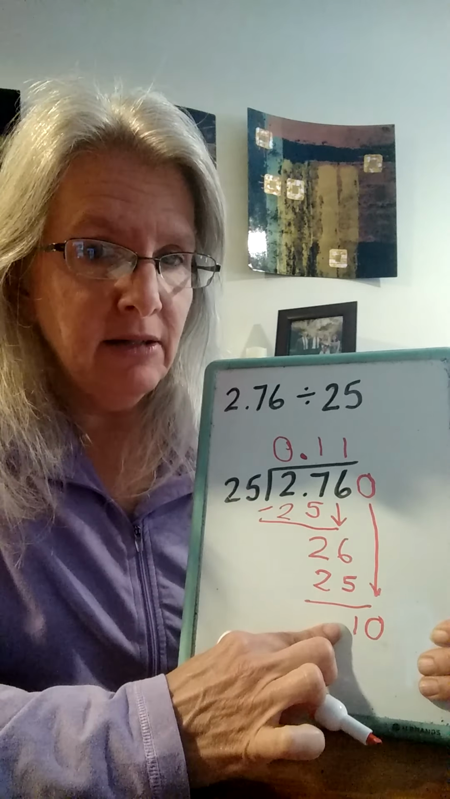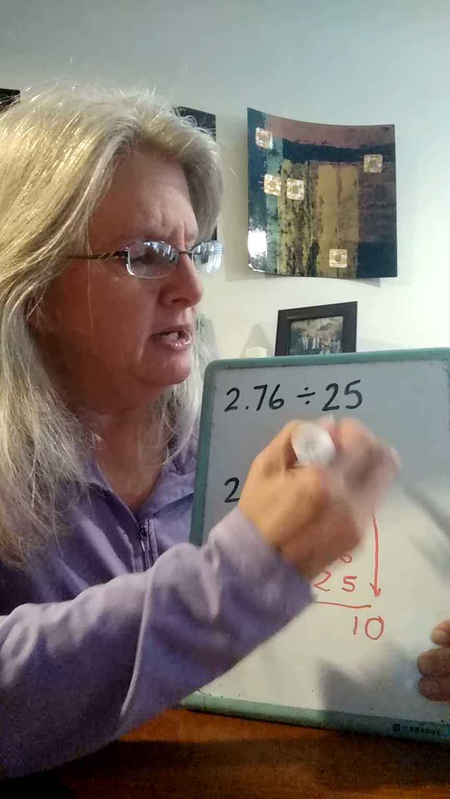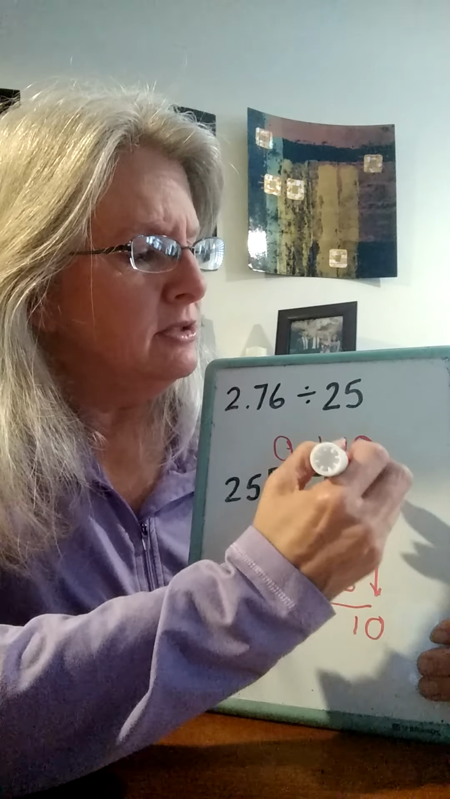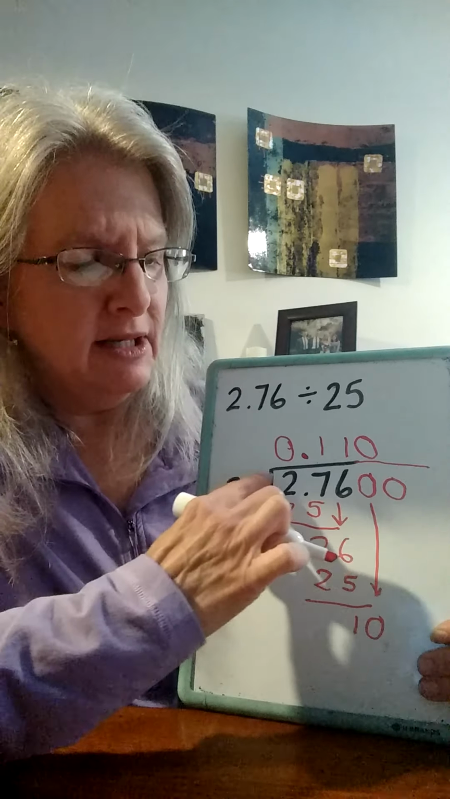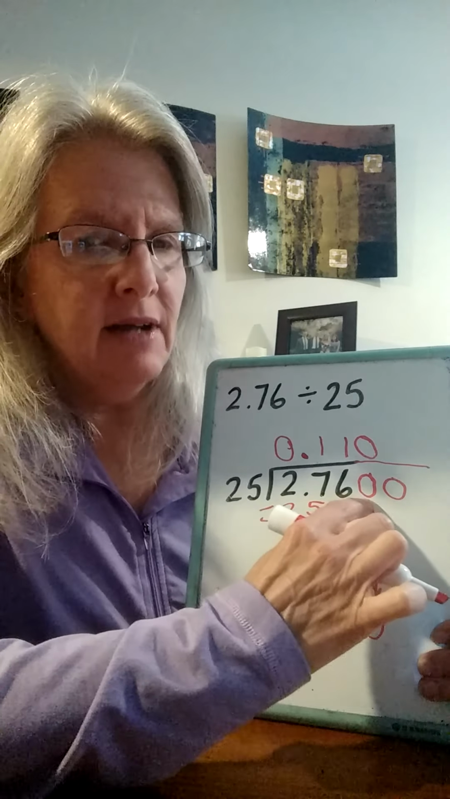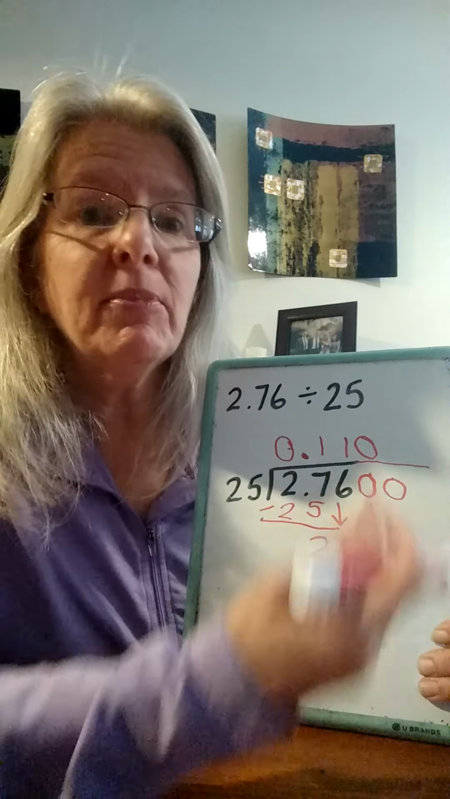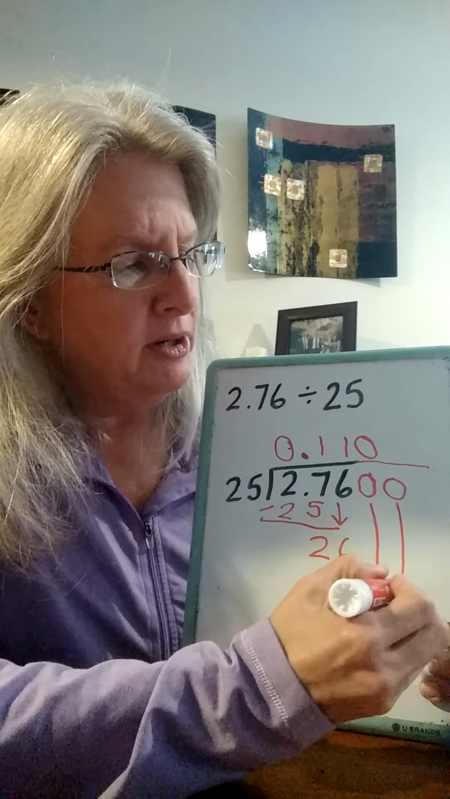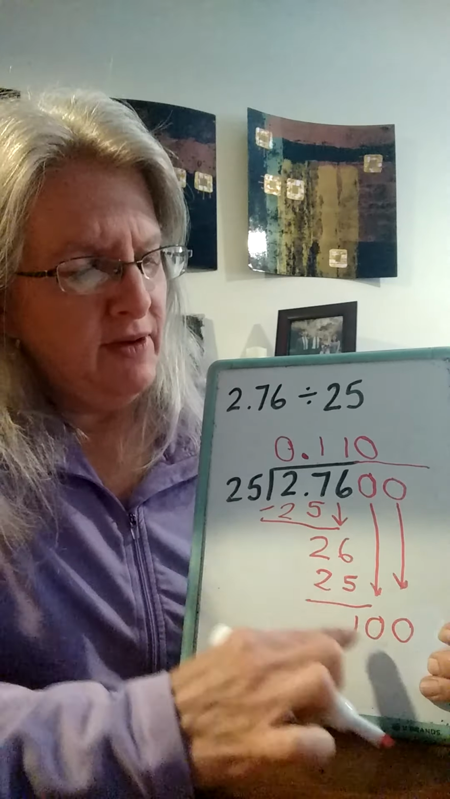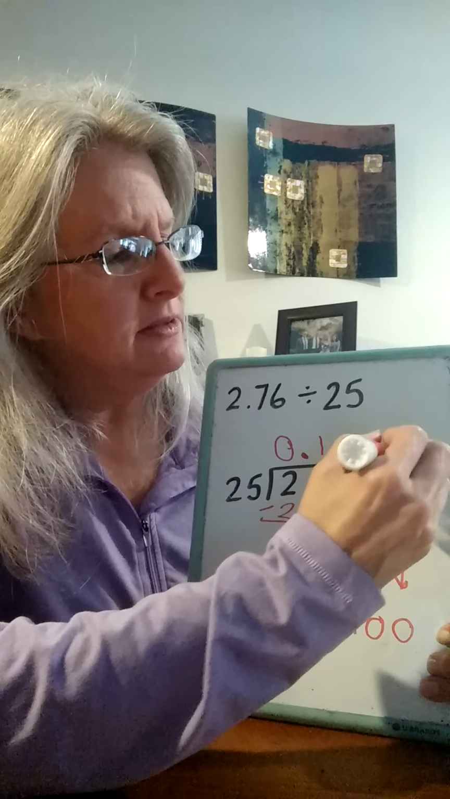25 cannot go into 10. So we have to write a 0, and we are going to extend our problem and keep going. We're going to add our 0 because, again, 2.76 with nothing after it is the same thing. Remember, when we add zeros to decimals, it doesn't change the value. So we're going to bring that down. 25 goes into 100 4 times.